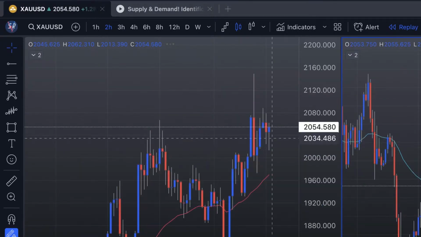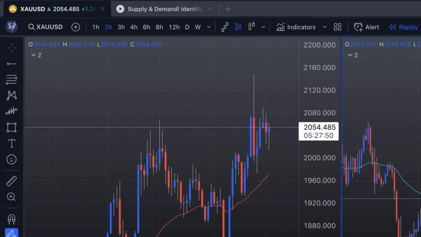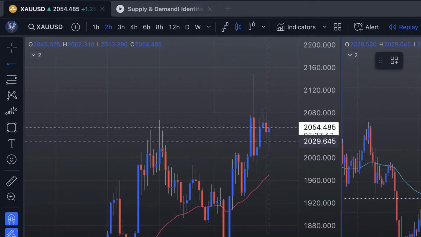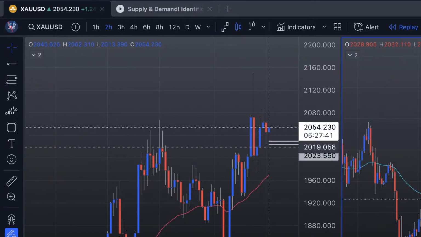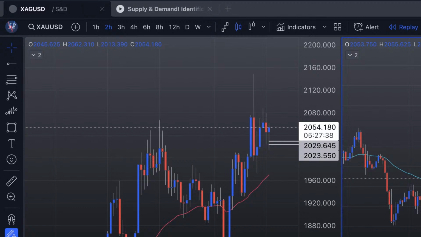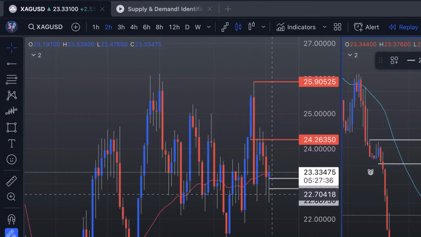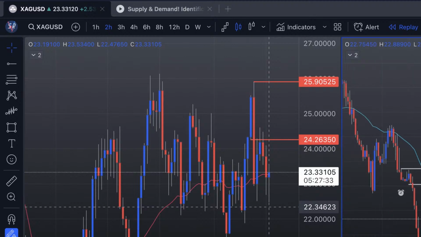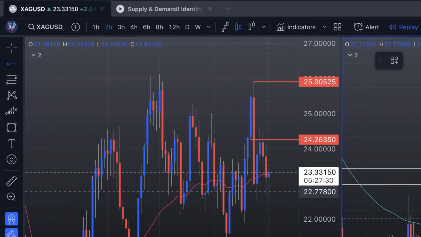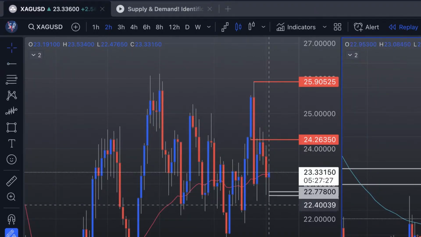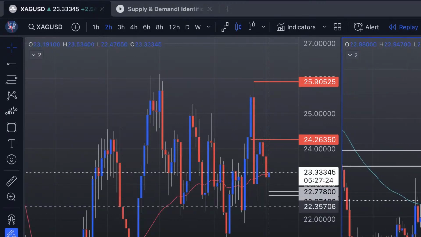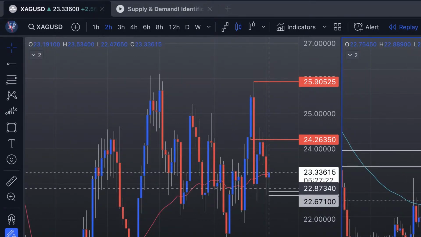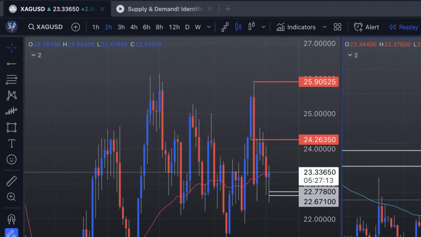Silver, same kind of story. Got my lines. Same kind of story with silver. This is a nice demand zone right there. I actually really like that on the 2 hour. Yeah, this consolidation is probably going to get broken. I would bet this consolidation gets broken through, and then we catch some buyers down in there.